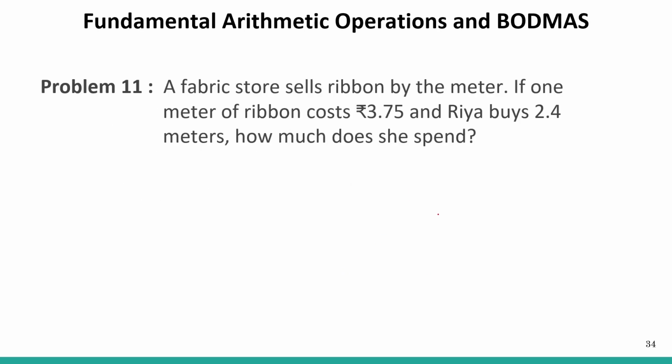Question number 11. A fabric store sells ribbon by the meter. If 1 meter of ribbon costs 3.75 and Ria buys 2.4 meters, how much does she spend? A fabric store sells ribbons, and it sells by the meter. So 1 meter means 3.75 rupees. So 2.4 meters means 3.75 into 2.4.